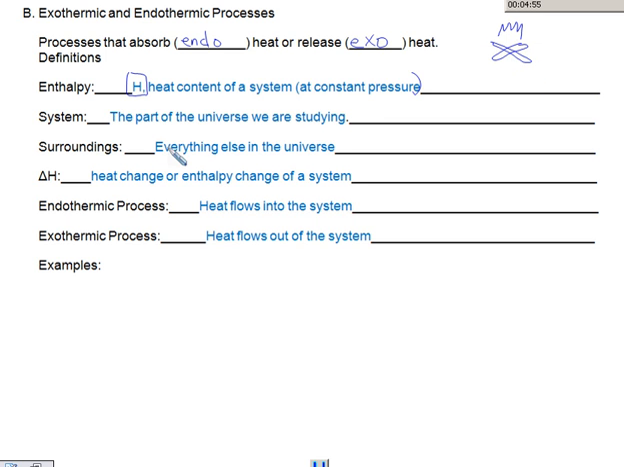The surroundings is everything else in the universe. So this would include the air around the burning logs. It would include people that might be standing around the burning logs, enjoying the heat of the fire. So everything but the actual wood burning is the surroundings.